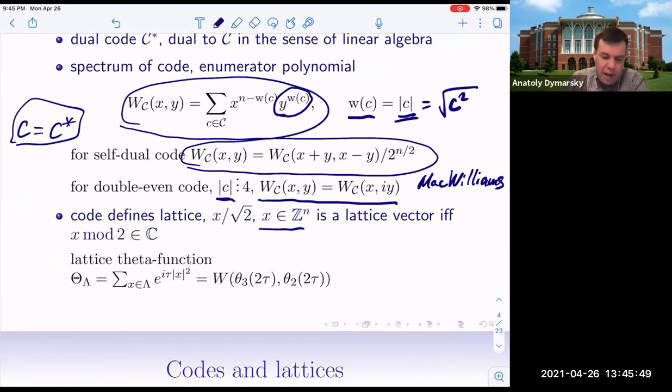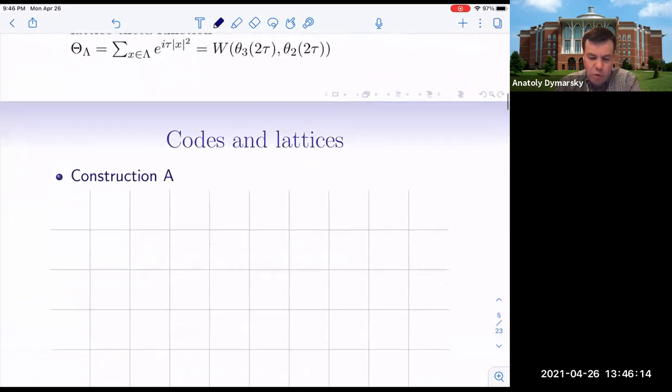If you take x and calculate x mod 2, it becomes a binary string. And if this string, this is a typo, this should not be complex numbers, that should be code. If this string of coordinates mod 2 belongs to the code, it means that your vector belongs to a lattice associated with the code. Maybe I should explain how it works.